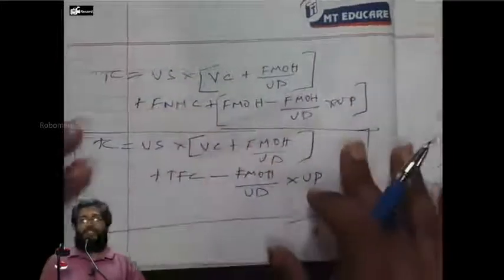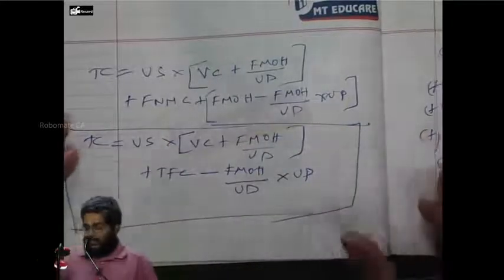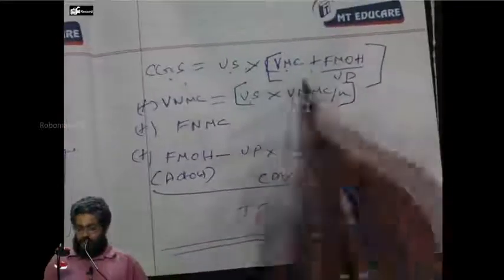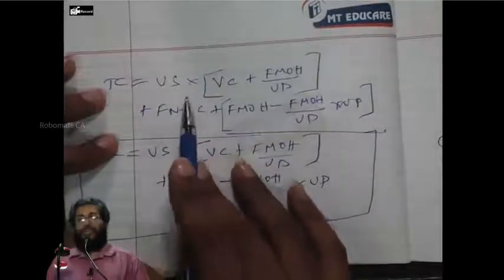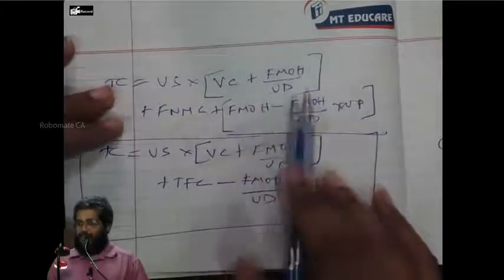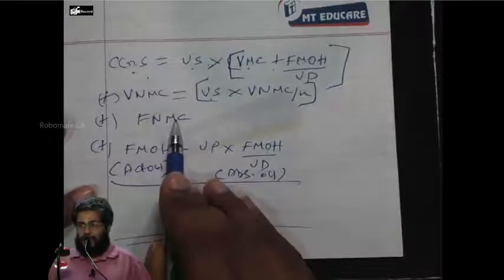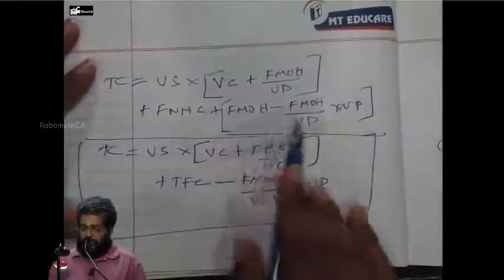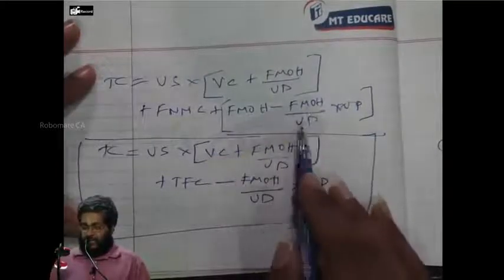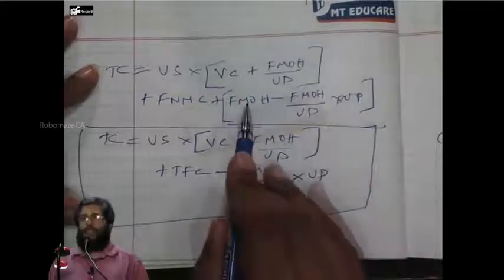Now write down: total cost is equal to units sold into, I merge the two, VMC plus VNMC gives you VC. Units sold into variable cost plus FMOH divided by UD, plus F&MC, fixed non-manufacturing cost, plus under or over absorption: FMOH minus FMOH by UD into UP. What is FMOH? Tell me if you are awake.